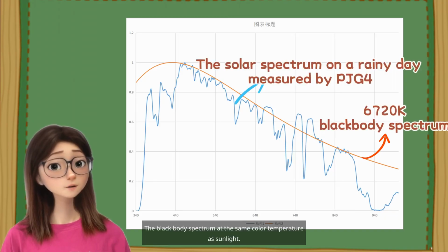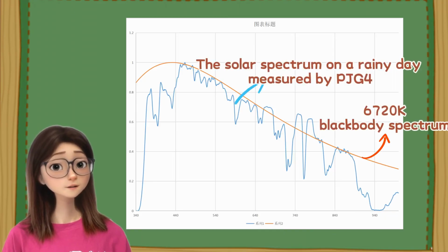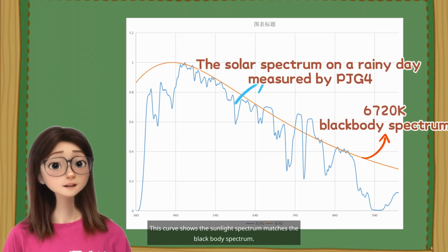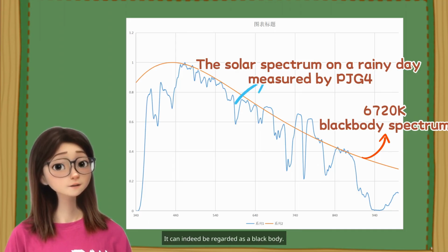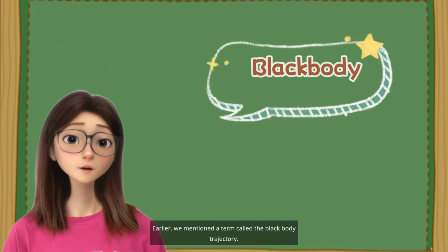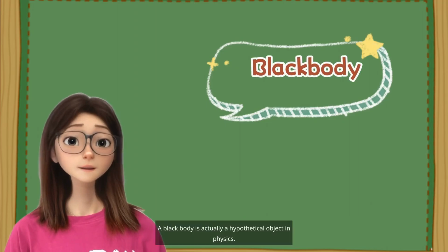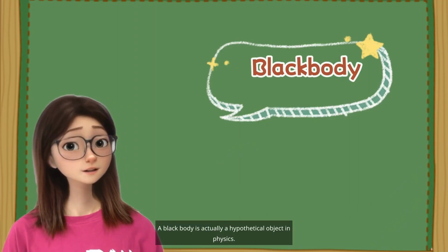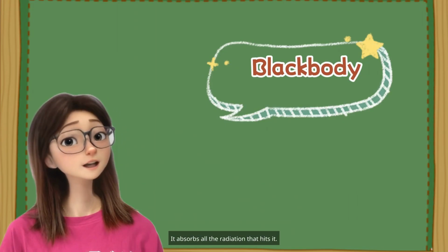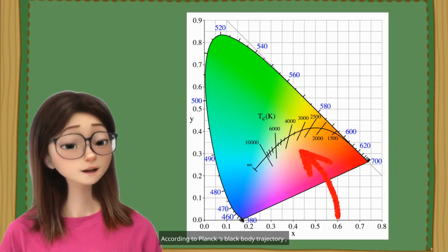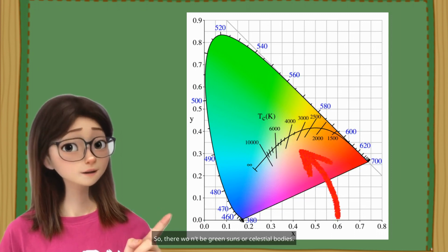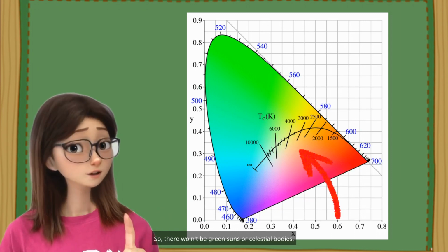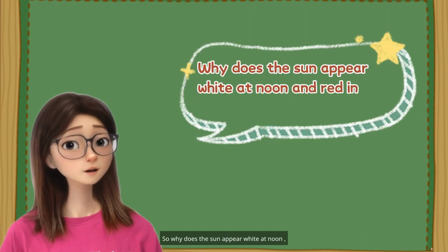Here is the blackbody spectrum at the same color temperature as sunlight. The curve shows the sunlight spectrum fits very well with the blackbody spectrum. It can indeed be regarded as a black body. Earlier, we mentioned a term called the blackbody trajectory. A blackbody is actually a hypothetical object in physics. It absorbs all the radiation that hits it. According to Planck's blackbody trajectory, this curve does not pass through the green area, so there won't be green suns or celestial bodies.